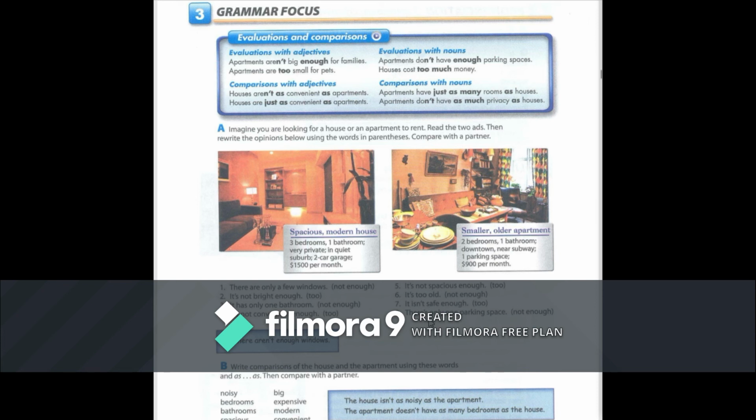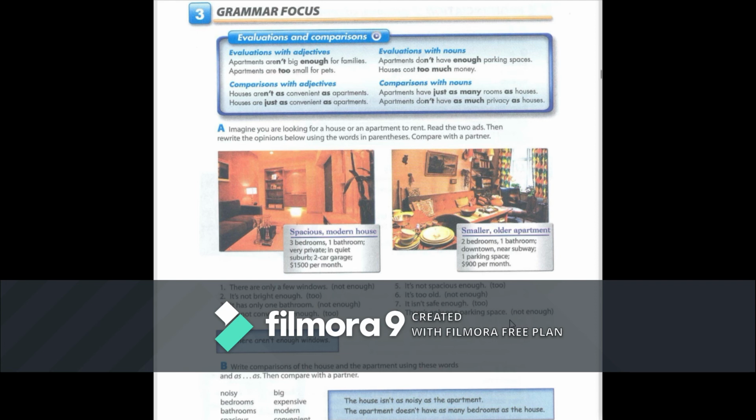Okay, the last one here. There is only 1 parking space, and I want to put instead not enough in a sentence. So I could say there aren't enough parking spaces. If I add an s here, there aren't enough parking spaces, or if I'm not gonna add an s, I'm gonna say there isn't enough parking.